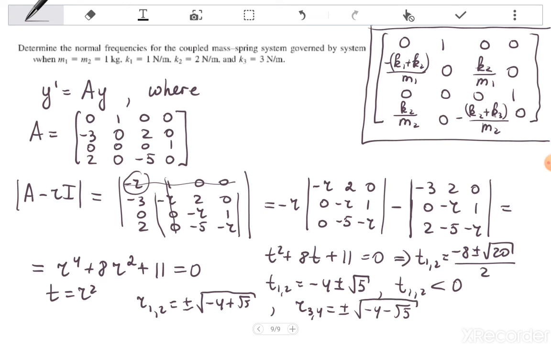So our betas now, beta 1, this is the coefficient of i. If we take i out of this, we'll get square root of 4 minus square root of 5, and beta 2 is square root of 4 plus square root of 5. So we get these two frequencies.